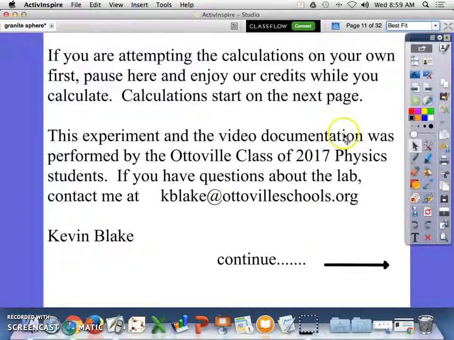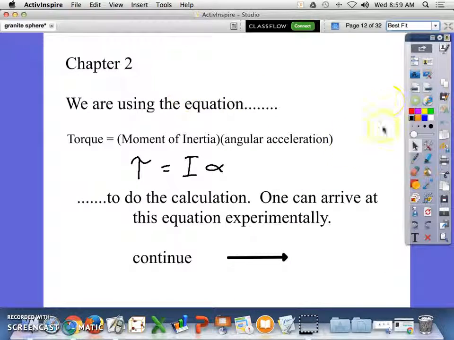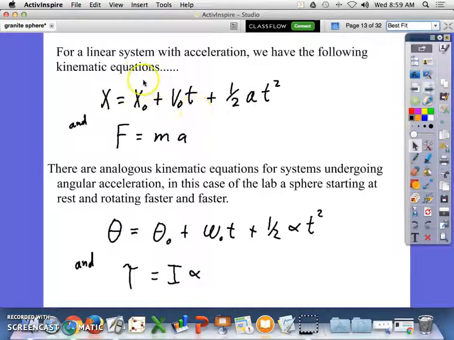Okay, we'll go into Chapter 2, so if you don't know how to do this, I'll walk you through it. In Chapter 2, we are using the equation torque equals moment of inertia times angular acceleration, tau equals I times alpha. To do the calculation, we can arrive at this equation experimentally. That's one way to do it.